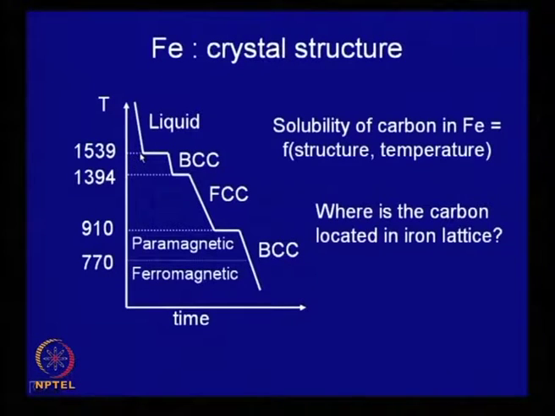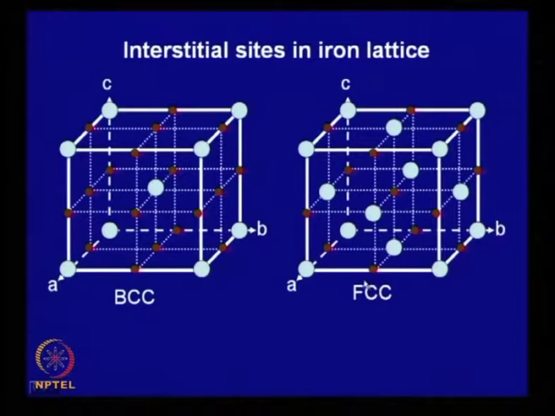Now, the solubility of carbon: if you add carbon, of course, this cooling curve will change. How does it change? This will depend on the extent of solubility of carbon in iron, and this solubility depends on the crystal structure as well as the temperature. Now, the question comes, where is the carbon atom located? If it dissolves in iron, where will the carbon atom go? And this is shown in the next diagram.